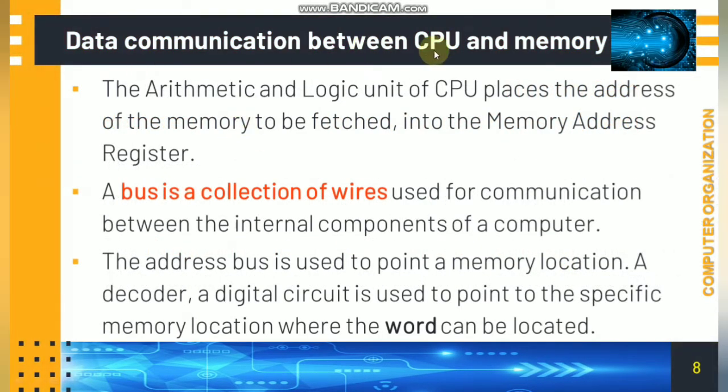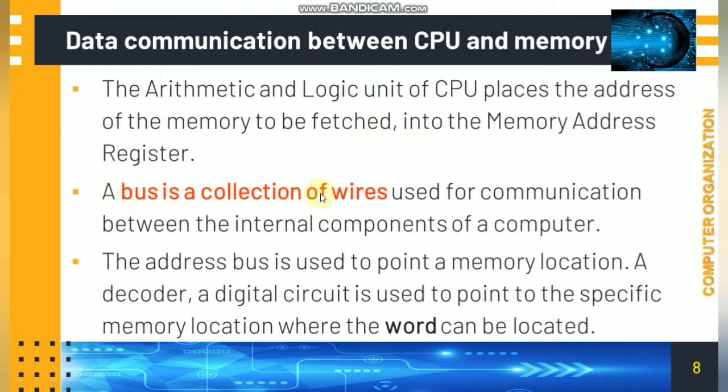The data communication between the CPU and memory: the arithmetic and logical unit, which we will call the ALU of the CPU, places the address of the memory to be fetched into the memory address register. Okay, so this ALU places the address of the memory to be fetched.